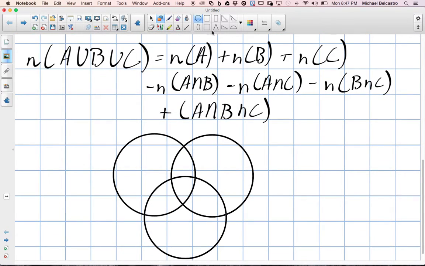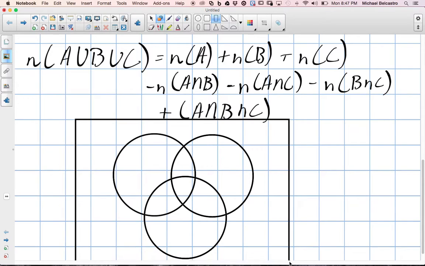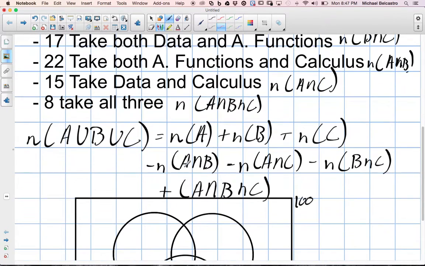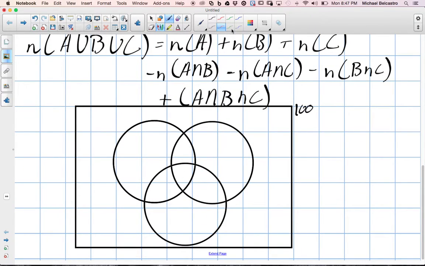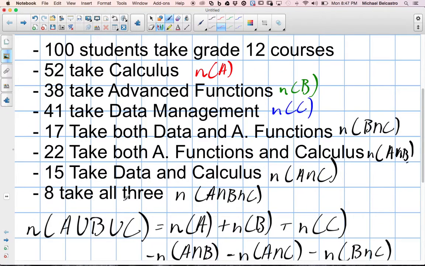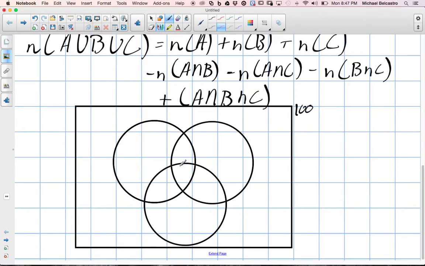And technically around this, we could create a very large rectangle, which could be all grade 12 students. So we could say there's grade 12 students, and that we know that 100 of them are taking grade 12 courses. We'll start in the middle with all of our information. The very middle of this is going to be our taking all 3 courses. And we learned that 8 students take all 3 courses. So we'll start with that. 8 is equal to the number who take A, B, and C. So we'll keep that information there.